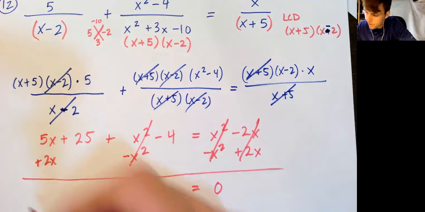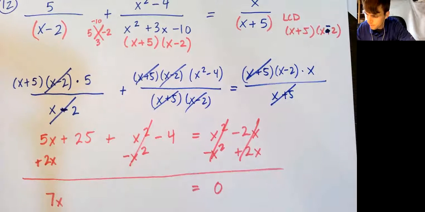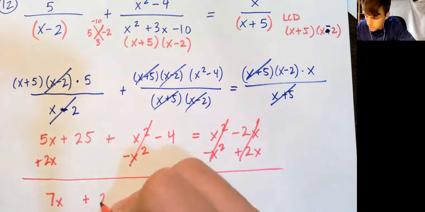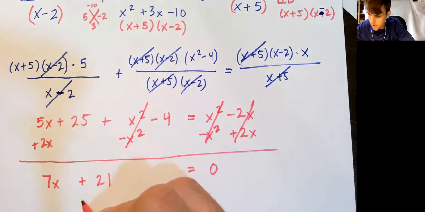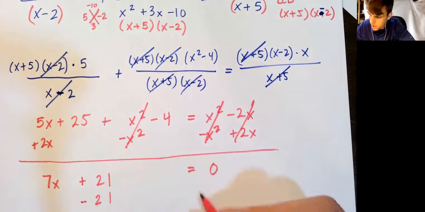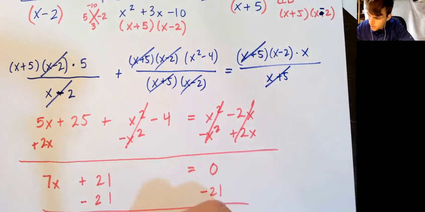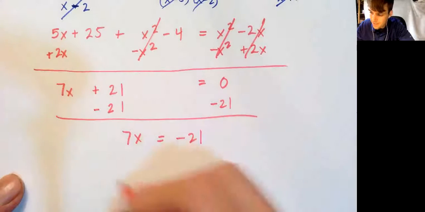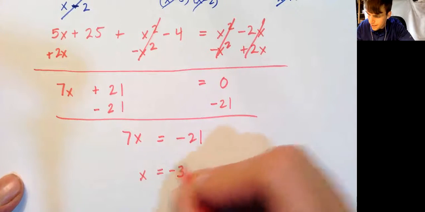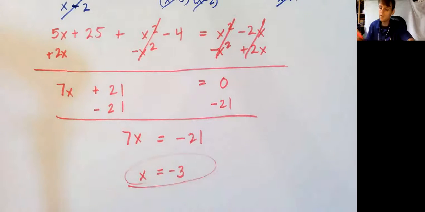Whew, okay, we have 7x. We have 25 and minus 4. Those can actually go together, so that would be 21. Oh, this is a regular linear equation. So from here, I just need to solve this like a normal equation. No factoring, no craziness here. So subtract 21. I got 7x equals negative 21. Divide both sides by 7. I get negative 3. Okay, negative 3 is one of my solutions.